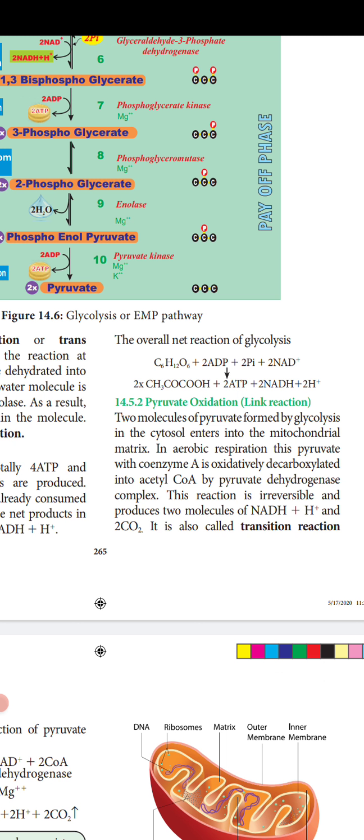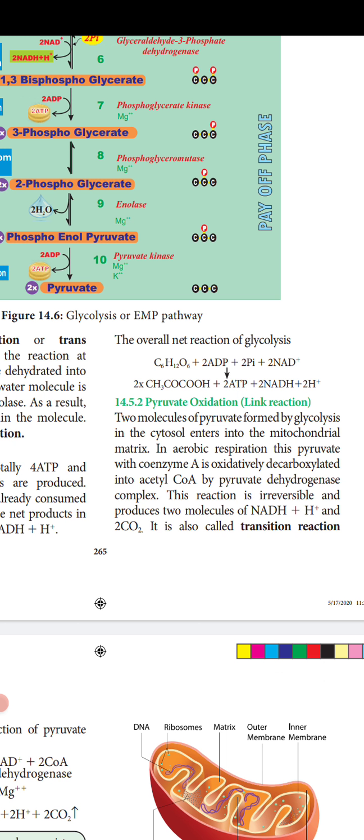Next is the pyruvate oxidation. So here CH3COCOOH is the pyruvic acid or pyruvate. Now the second step in aerobic respiration is pyruvate oxidation, or this is also called the link reaction. So 2 molecules of pyruvate formed by glycolysis in the cytosol, that is from the cytoplasm, will enter into the mitochondrial matrix. Okay, so once the pyruvic acid is formed, it will leave the cytoplasm and enter inside the mitochondria.